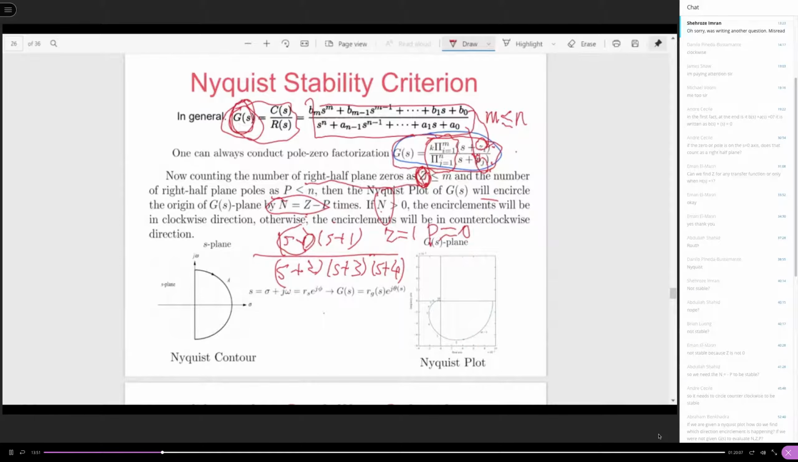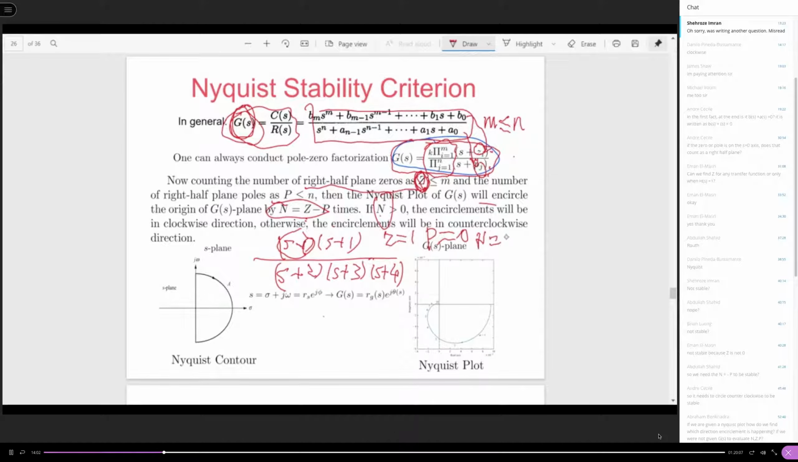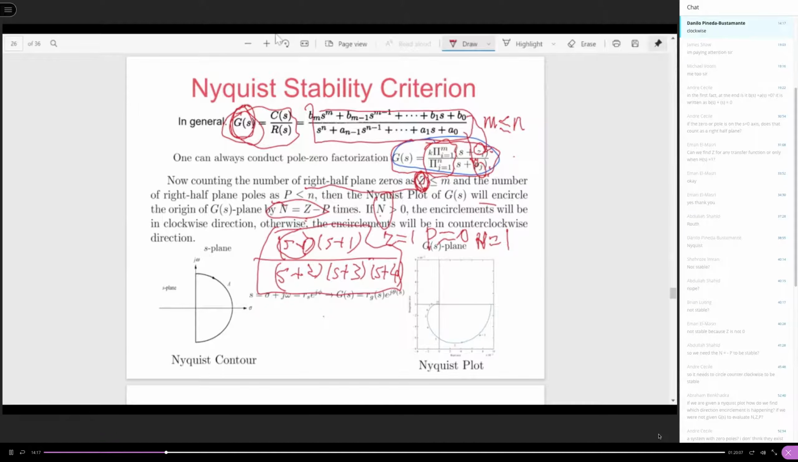Before you draw the Nyquist plot, you can predict it. You actually do not even need to draw the Nyquist plot. You can predict that N is going to be equal to 1, which means that if you draw the Nyquist plot of this, you're going to see net 1 encirclement around the origin. In what direction? Someone, quickly. Clockwise. Yes.